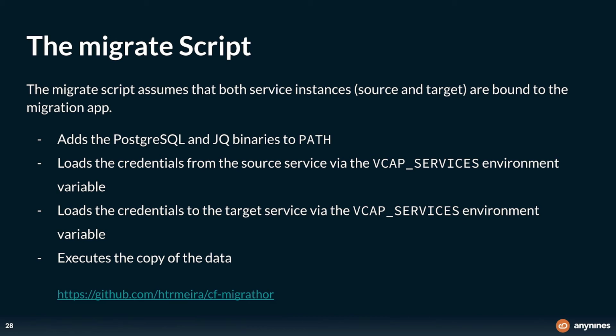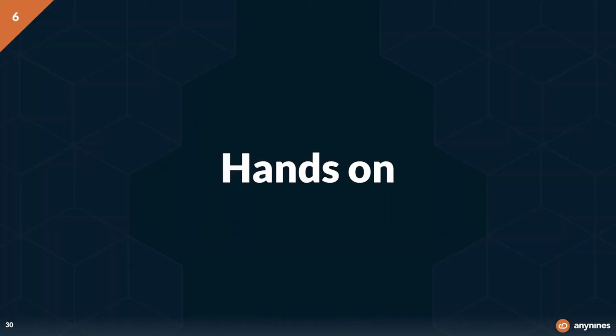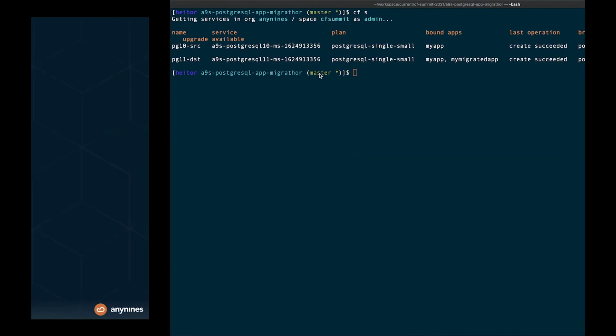With the credentials at hand, it executes the data copy. The core part of the script is the pg_dump and psql commands, where pg_dump dumps the content directly to psql, which inserts it into the destination. You must read the documentation of these commands to use the parameters according to your scenario. In this example, we have used the minimum necessary parameters. So with all this in mind, let's go ahead and try out our approach.